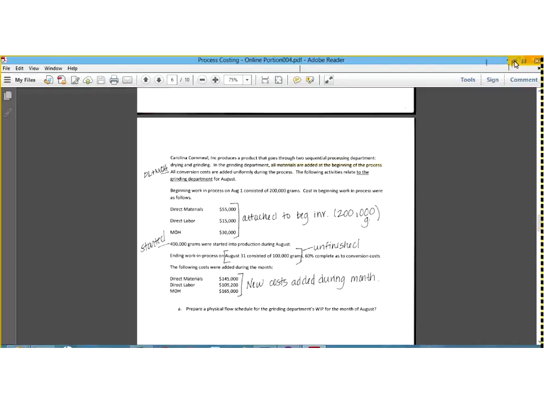So give me 1 second. Let me make sure I'm sharing my entire desktop with you so you can see my template.